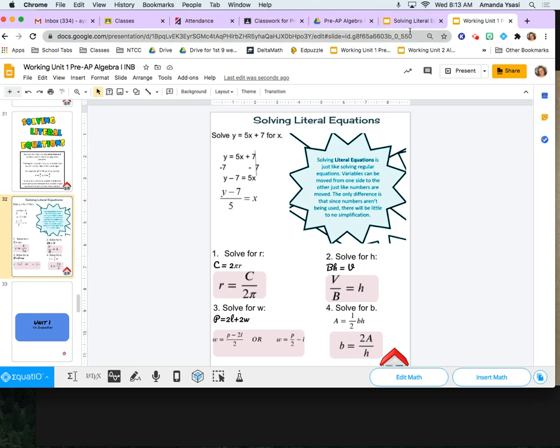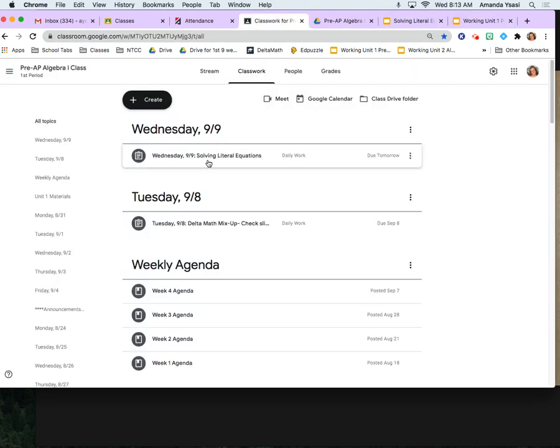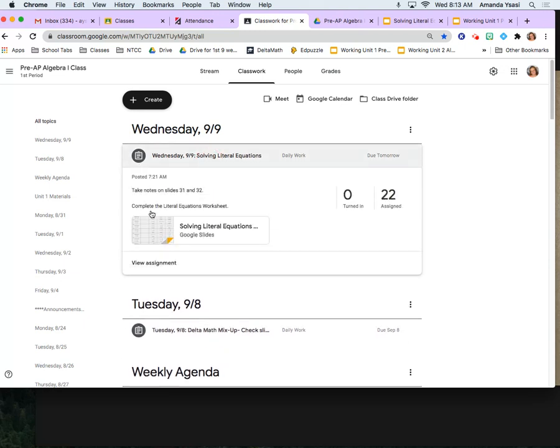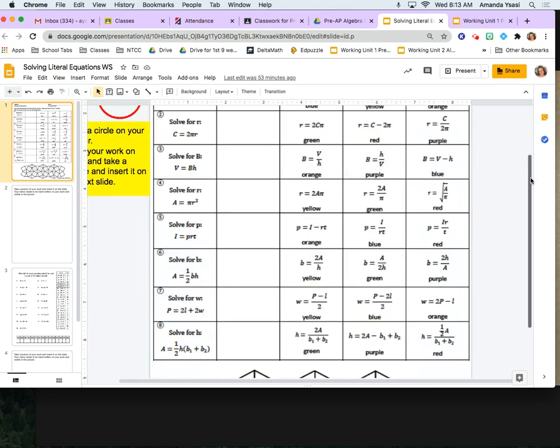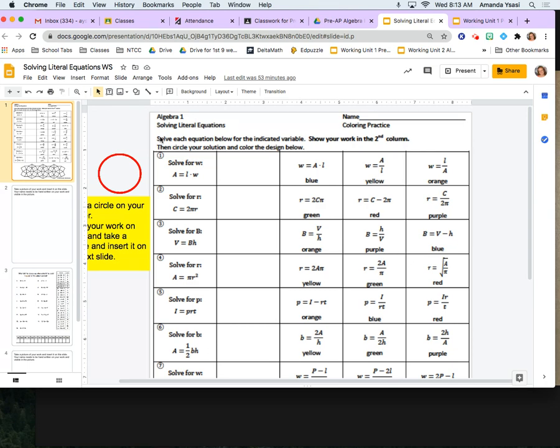But you can keep it open and go to the assignment for today. It says complete the literal equations worksheet. I have it on paper for in-class people, and then I have it on the computer if you'd like that. But let's go ahead and look at it. Okay, it says solve each equation below for the indicated variable. Show your work in the second column, then circle your solution and color the design below.